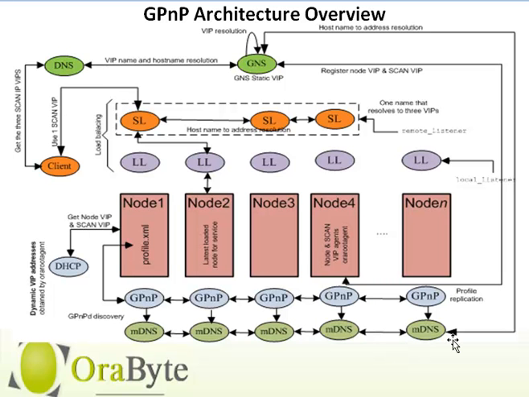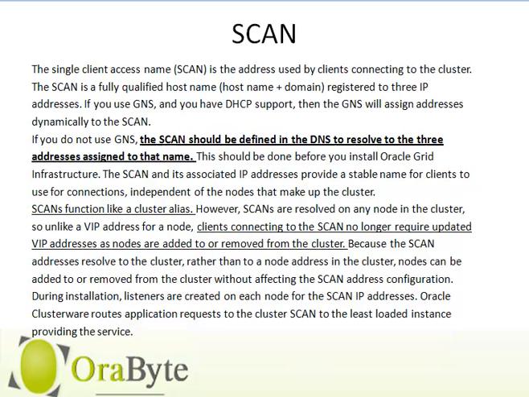Alright. So let's go back and not skip this. SCAN, a single client access name. SCAN is the address used by clients connecting to the cluster, as I explained just now using the diagram. Right? The SCAN is a fully qualified host name plus domain, registered to 3 IP addresses.